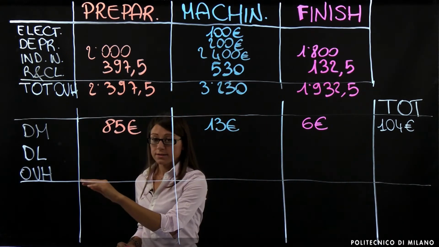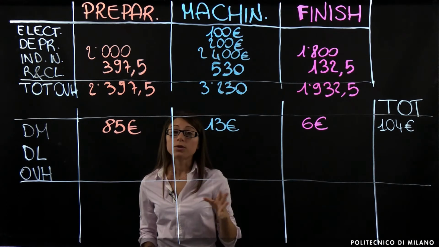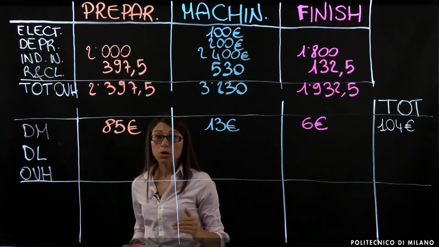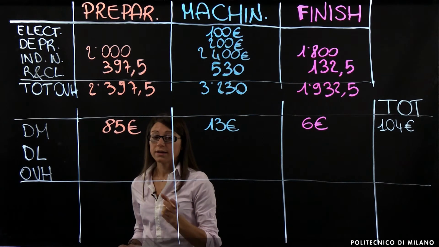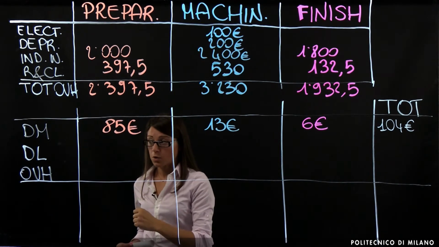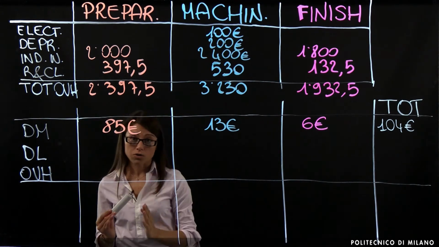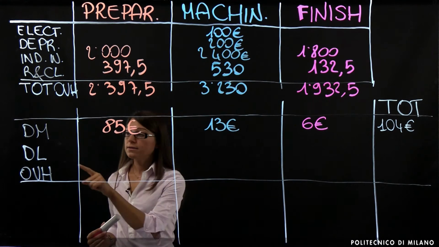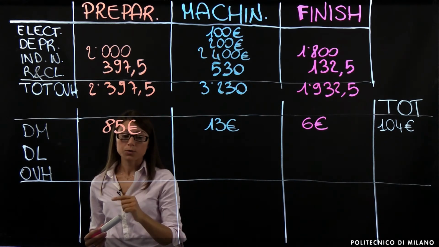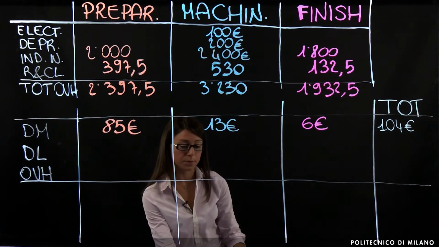We need now to trace the value of the direct labor to the job in each of the three departments. If we look at the data that we have in the last table, we do not have the value of the direct labor, but we know the direct labor hours that are absorbed by our job. So if we multiply the direct labor hours by the cost of 1 hour, we can identify the value of the direct labor absorbed by the job. So let's do this for the preparation department.